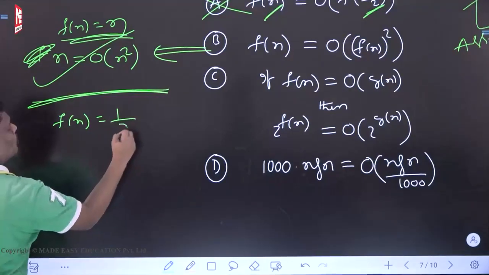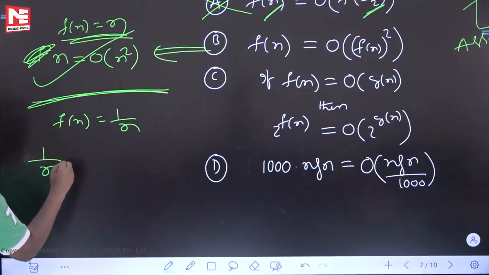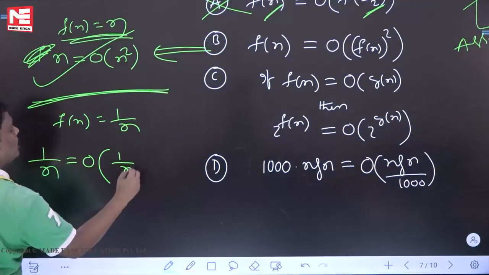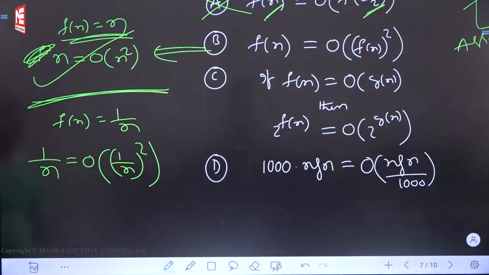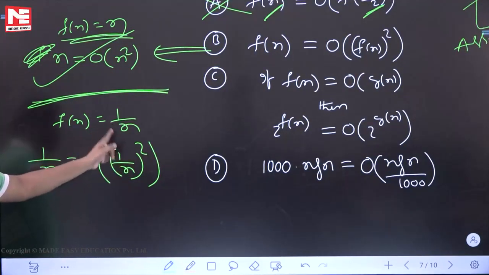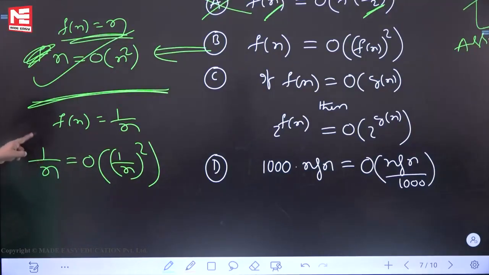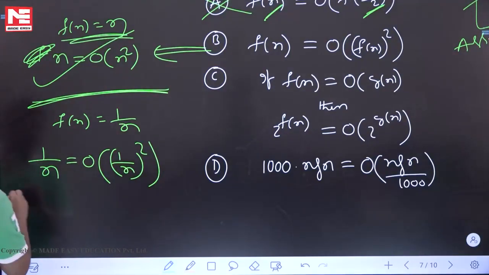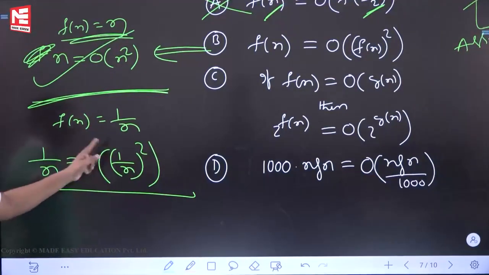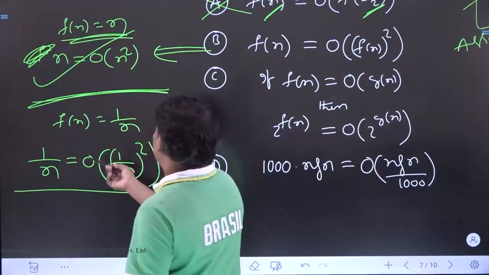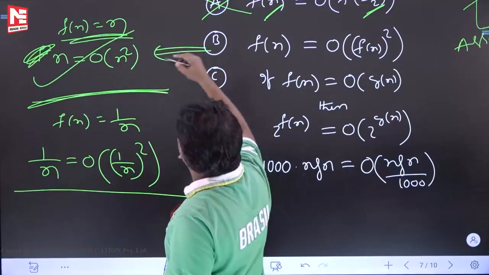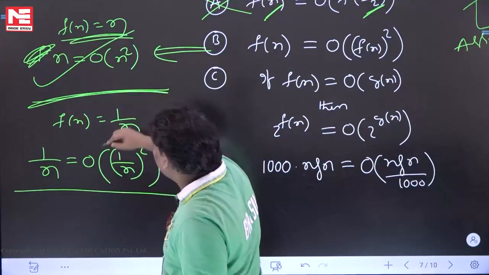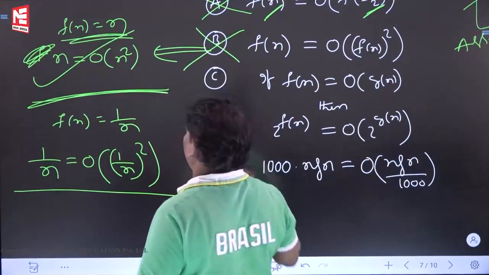See this one, one case fail. Assume that f of n is equal to 1 by n. So left is going to be 1 by n. Is it big O of what? 1 by n whole square. Everyone knows 1 by n. If the n value is 2, 1 by 2 here, but it is 1 by 4. If we assume n value 10, 1 by 10 here, it is going to be 1 by 100. So definitely this side cannot be bigger, this side only bigger. So that is the reason this is fail. 1 by n is big O of 1 by n whole square, I think need not be. That is the reason. One case fail. Many cases may pass like this, but one case fail only. So option B fails because of that reason.